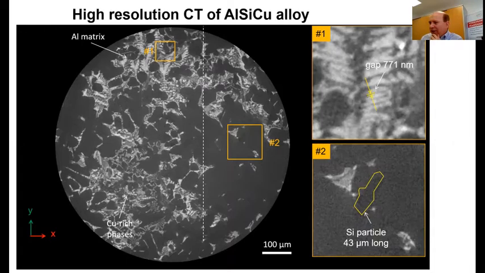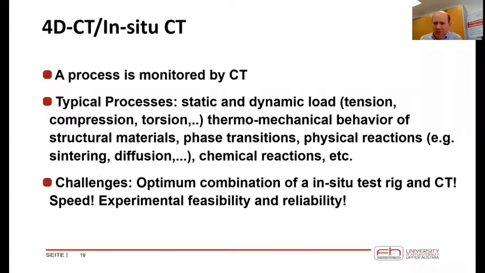And when you look very, very carefully, you cannot see it nicely on the screen, there's a silicon particle with a length of 43 micrometers. The silicon and aluminum have a very similar X-ray attenuation, X-ray absorption. Therefore, the contrast is low, but there is a certain contrast. But we can see the copper distribution, the copper-rich phases, much better than the difference between aluminum and silicon.